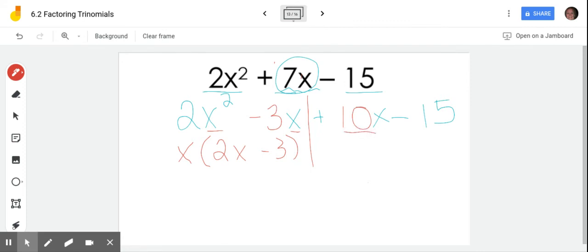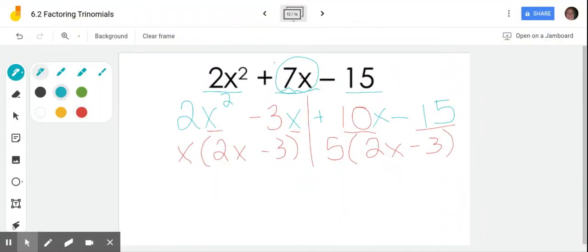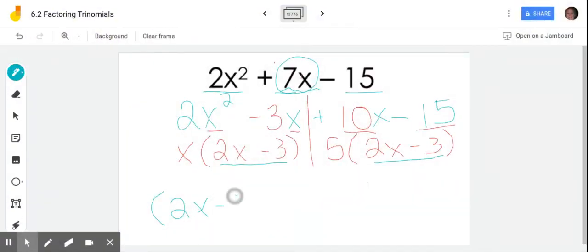What do 10x and 15 have in common? They can both be divided by 5. So I take out a 5, and I'm left with 2x minus 3. When I do this, I should see that what's in the parentheses matches. 2x minus 3 is one of my factors. How do I find the other factor? It's what's on the outside of the parentheses, x plus 5.